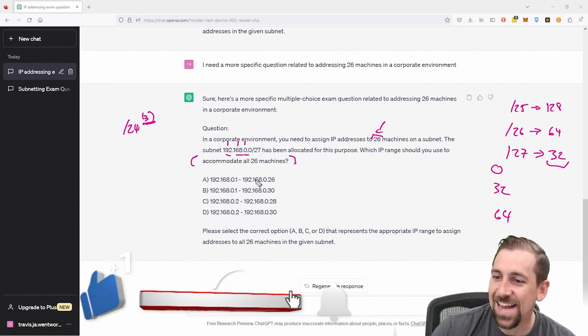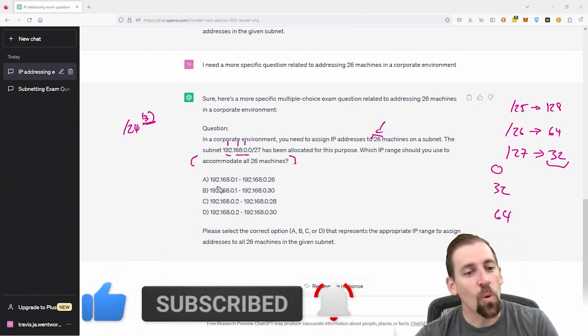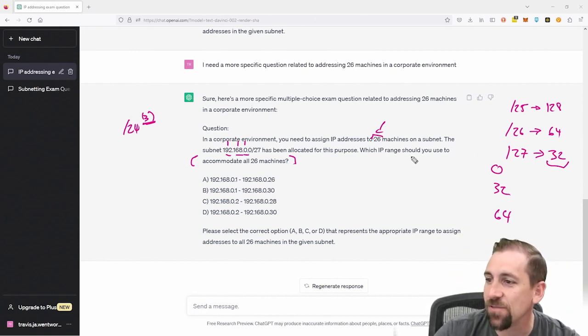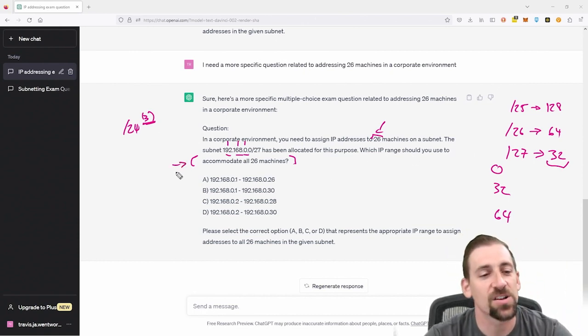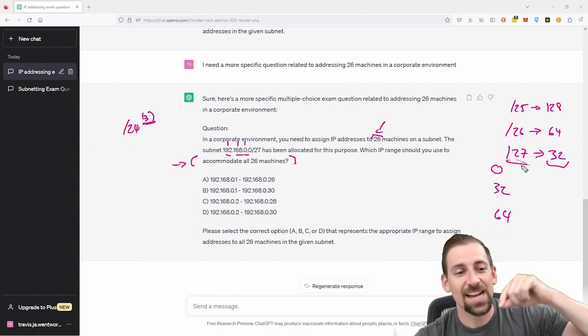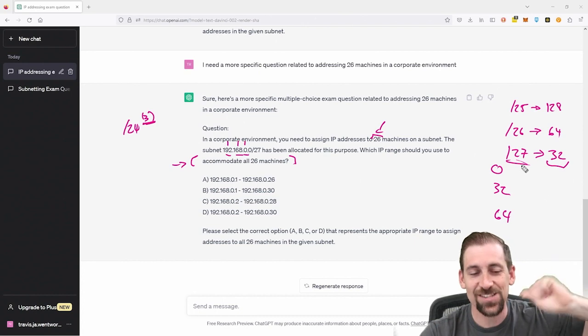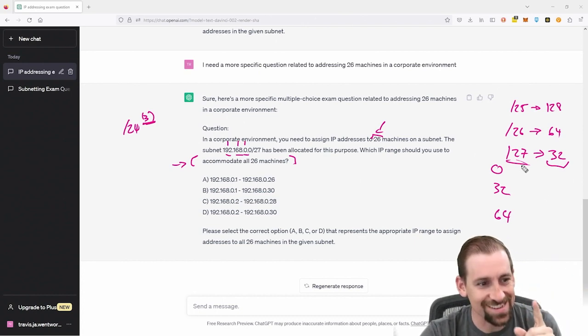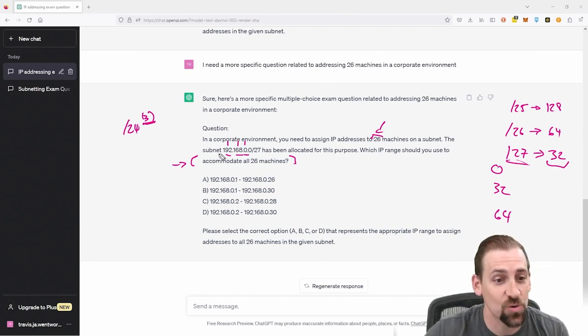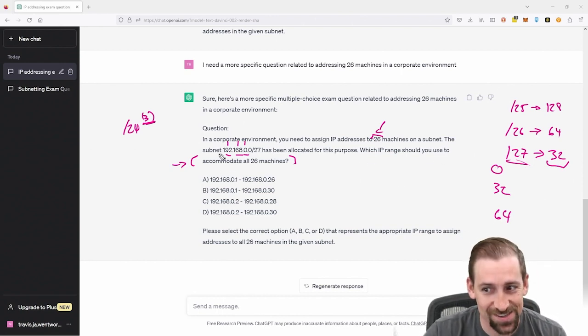And so it's asking me to understand which of these IP addresses are valid, and then it's saying, what's the range? Which IP range should you use to accommodate all 26 machines, given this is a slash 27? And so the slash 27 defines the range. It's not asking you for 26 IP addresses, it's asking you for a range that will accommodate, which IP address range should you use to accommodate all 26 hosts, right?